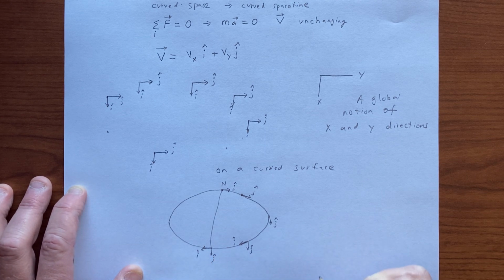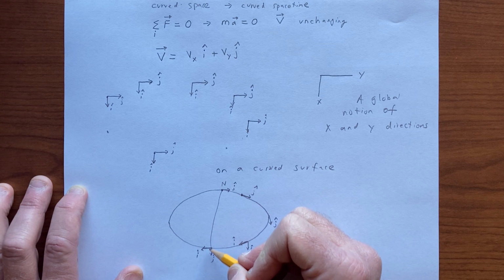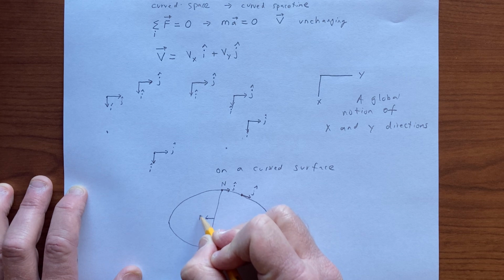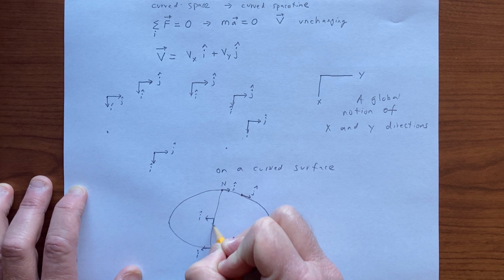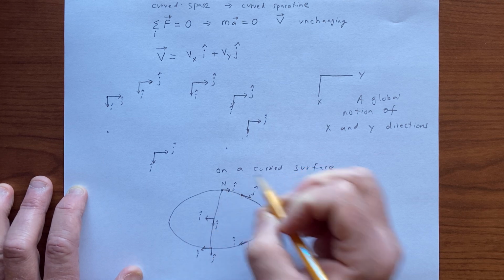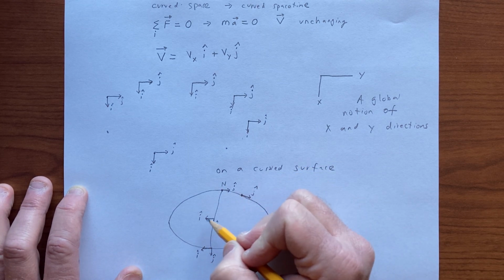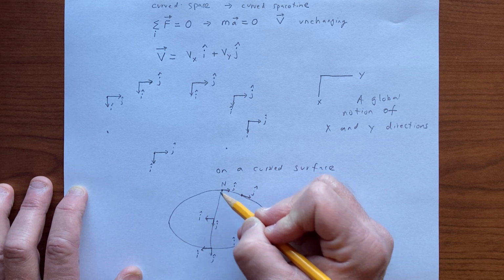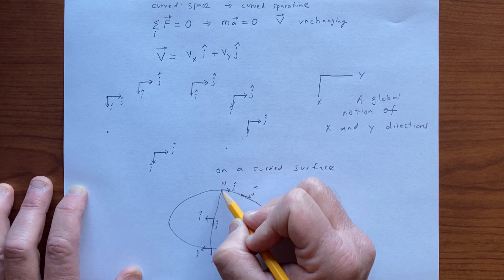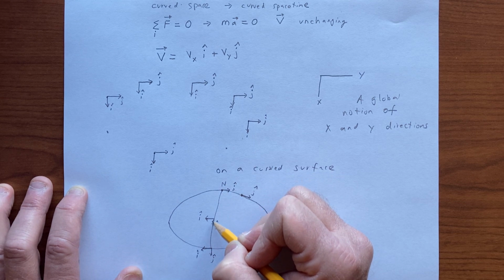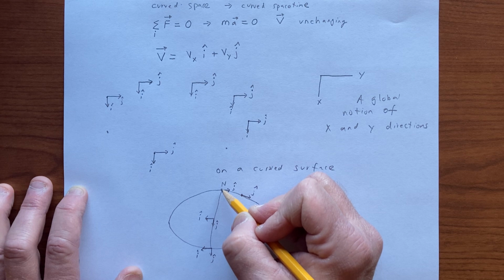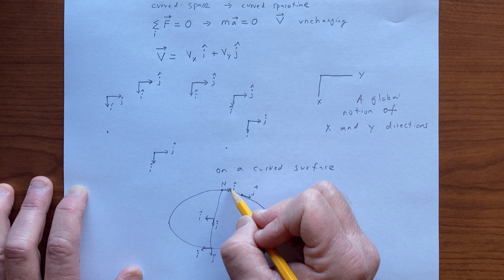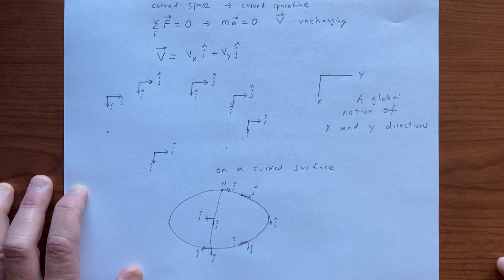But notice that if I start to go up this way, then my I hat is like that, my J hat is like this. And when I get to the North Pole, my I hat is to the left, whereas initially it was out of the page, and so it's rotated by 90 degrees. Same is true for the J hat. The J hat that's downwards here, at this point then points outwards, because I keep trying to keep it parallel to itself as I'm moving here. So everything has rotated, the coordinate system has rotated there by 90 degrees.